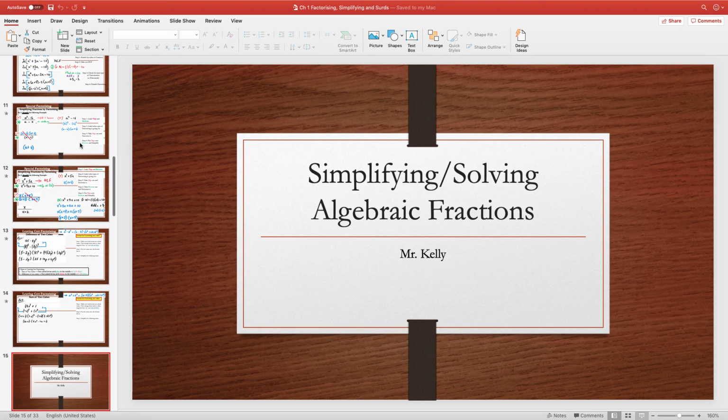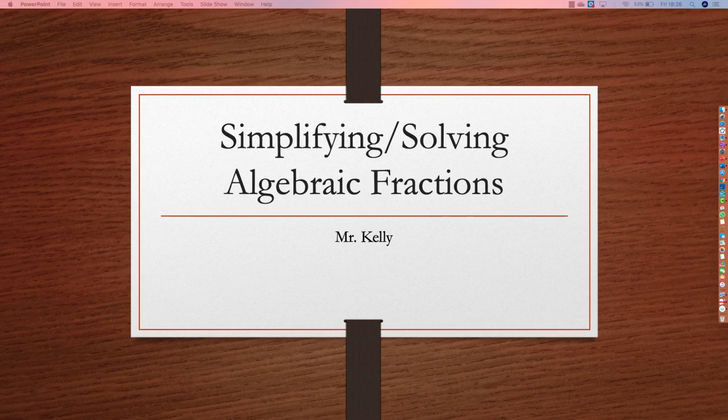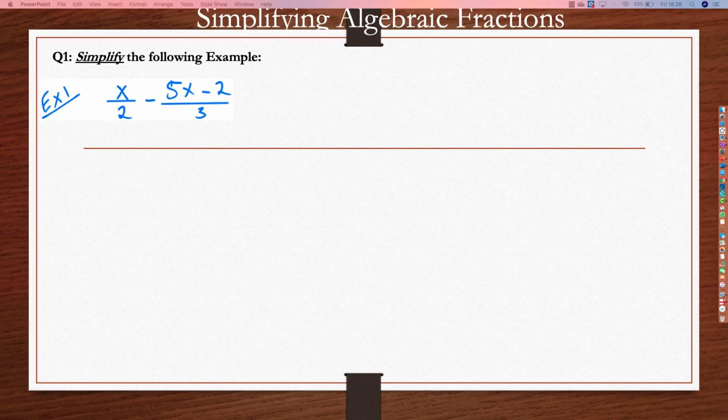So last 5 minutes, we're just going to look at a bit of fractions. So we're still in fractions, but we're not factorising now. So we have to be able to do the basics first of all. x over 2 minus 5x minus 2 over 3. Right, anyone, any idea what we're going to do here?